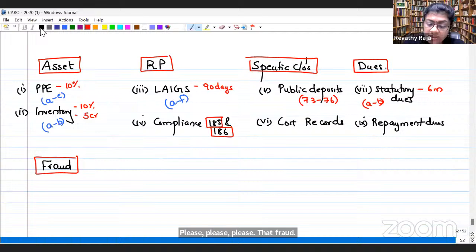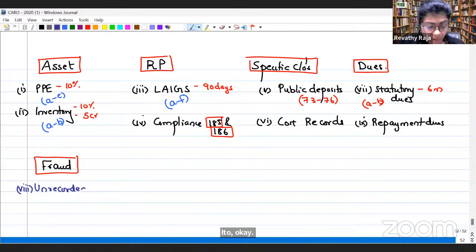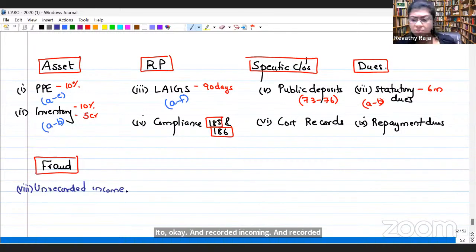Which clause was that? Clause 8, okay. Unrecorded, undisclosed income. Any numerics? No. Repayment of dues, any numerics? No. Okay.